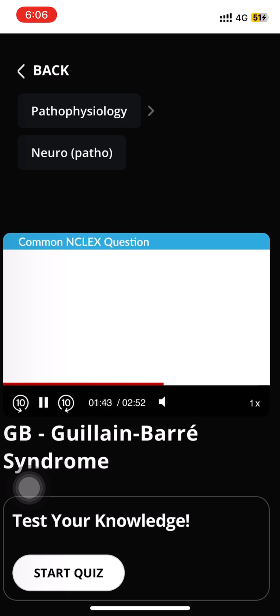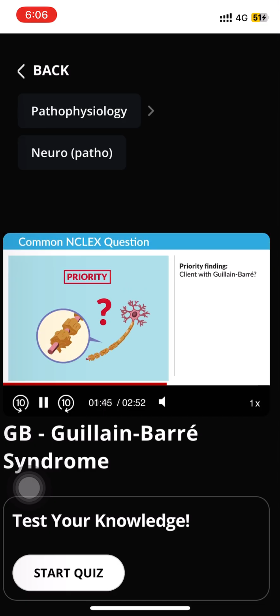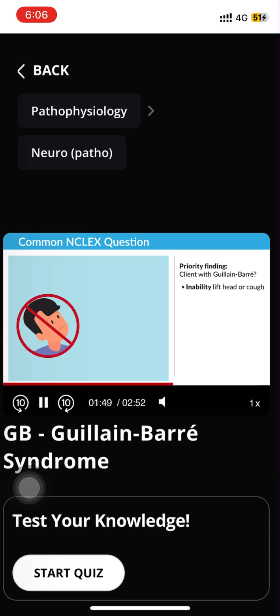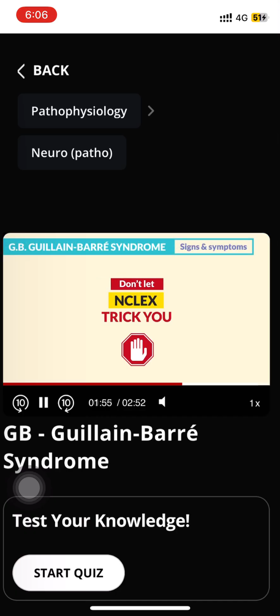So a common NCLEX question asks for a priority finding with a client with Guillain-Barré. So the inability to lift head or cough. Those big keywords there are very tricky. So don't get tricked on the NCLEX and know these key terms.